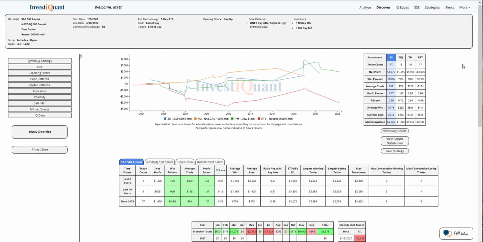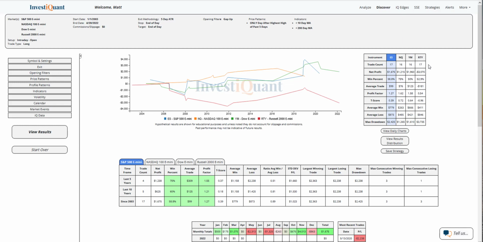So we do not have a lot of samples here, and that kind of makes sense. The highest high of the past 5 days taking place under a 10-day simple moving average does not happen all that often. For this pattern, we have 17 samples in the S&P dating back to 2003, just 16 for the NASDAQ, 16 for the Dow, 17 for the Russell.